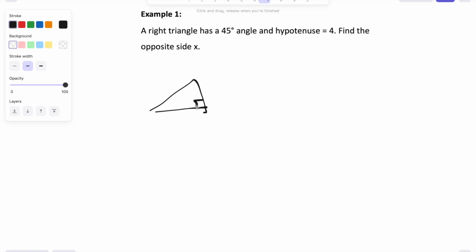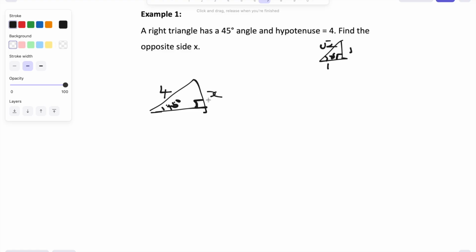It's a right triangle, so this angle is 45 degrees. Obviously, that angle here will be 45 degrees. It says the hypotenuse is 4. Find the opposite side x. So what do we know about all these sides normally? In our normal triangle, we know that this angle is 45, this is 90 degrees, this side will be 1, this side will be 1, and this side will be root 2.